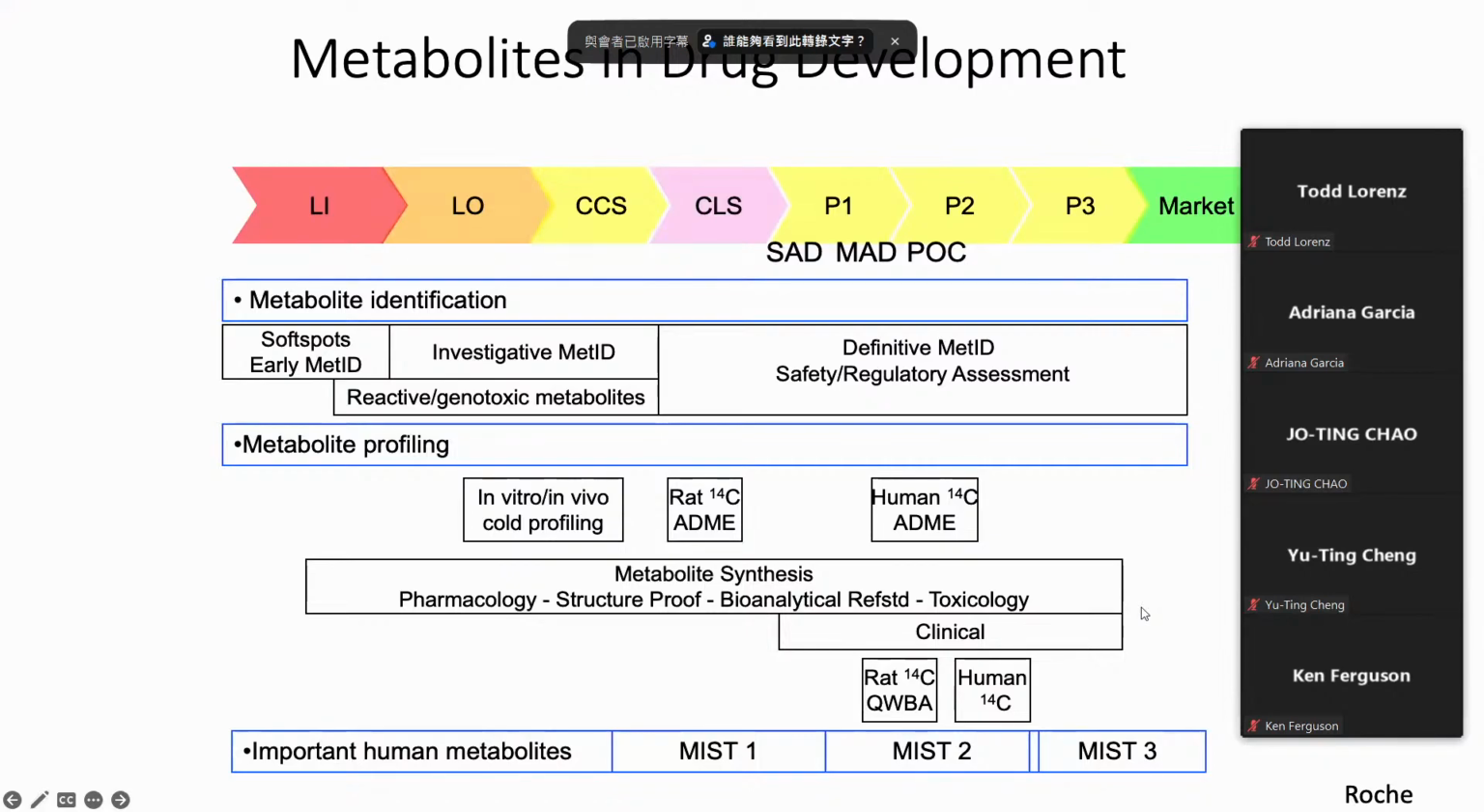And I'm going to concentrate on two areas here. I'm going to say just briefly on some early metabolite ID work that you would do, soft spot analysis, and then finally describe a case study that I recently completed for a molecule that's just going into the marketplace.